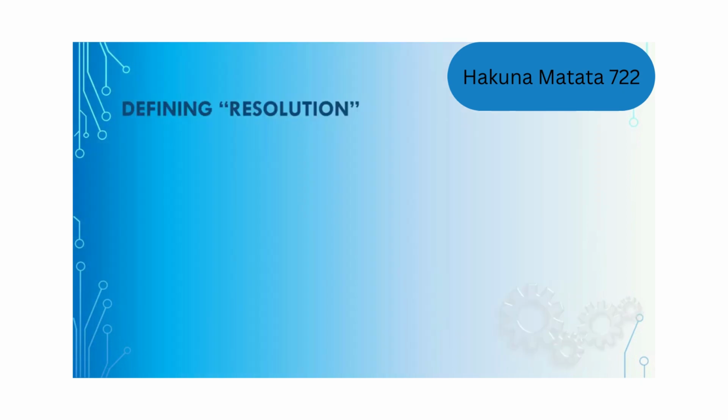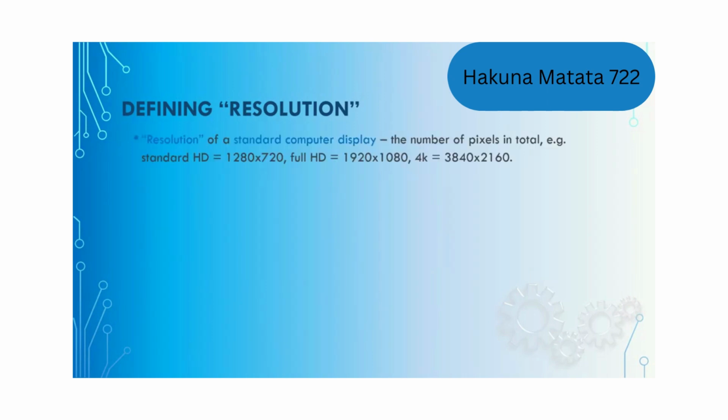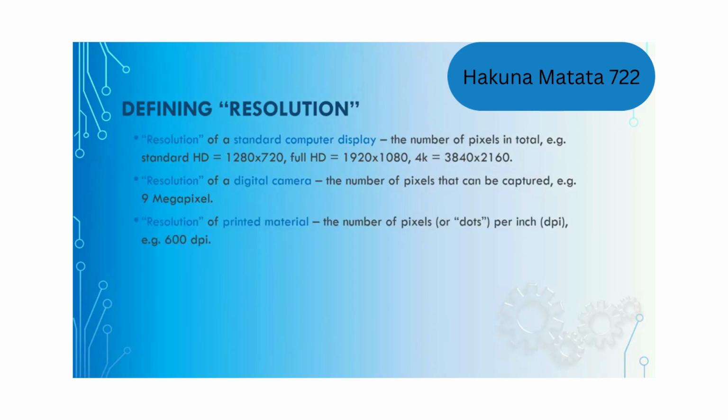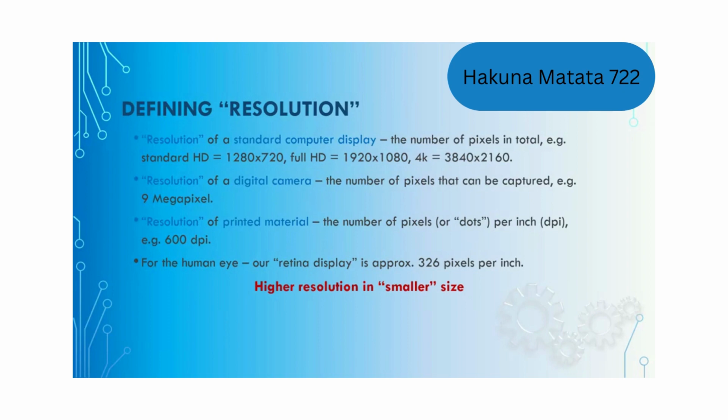So notice that the definitions of resolution are slightly different on different media. If we are talking about a computer display, we are talking about the total number of pixels it can display. If we are talking about a camera, then we are talking about the number of pixels it can capture. If we are talking about the resolution of printed material, then we are talking about the number of pixels per inch on the printed material. For the human eye, our retina display is approximately 328 pixels per inch. And basically the rule is that the higher the resolution in a smaller size, the more realistic and sharper the image.